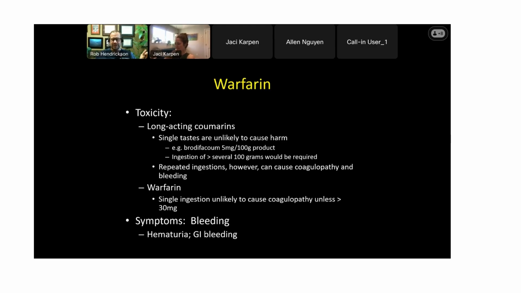There were cases of children who would go back and eat the pellets day after day, and they can get coagulopathy. The number for warfarin is you're unlikely to develop a coagulopathy unless your acute overdose is over 30 milligrams, and it probably needs to be a lot more than that. But that's the number that's the low risk group. If you ingest less than 30 milligrams, you're not going to develop coagulopathy.